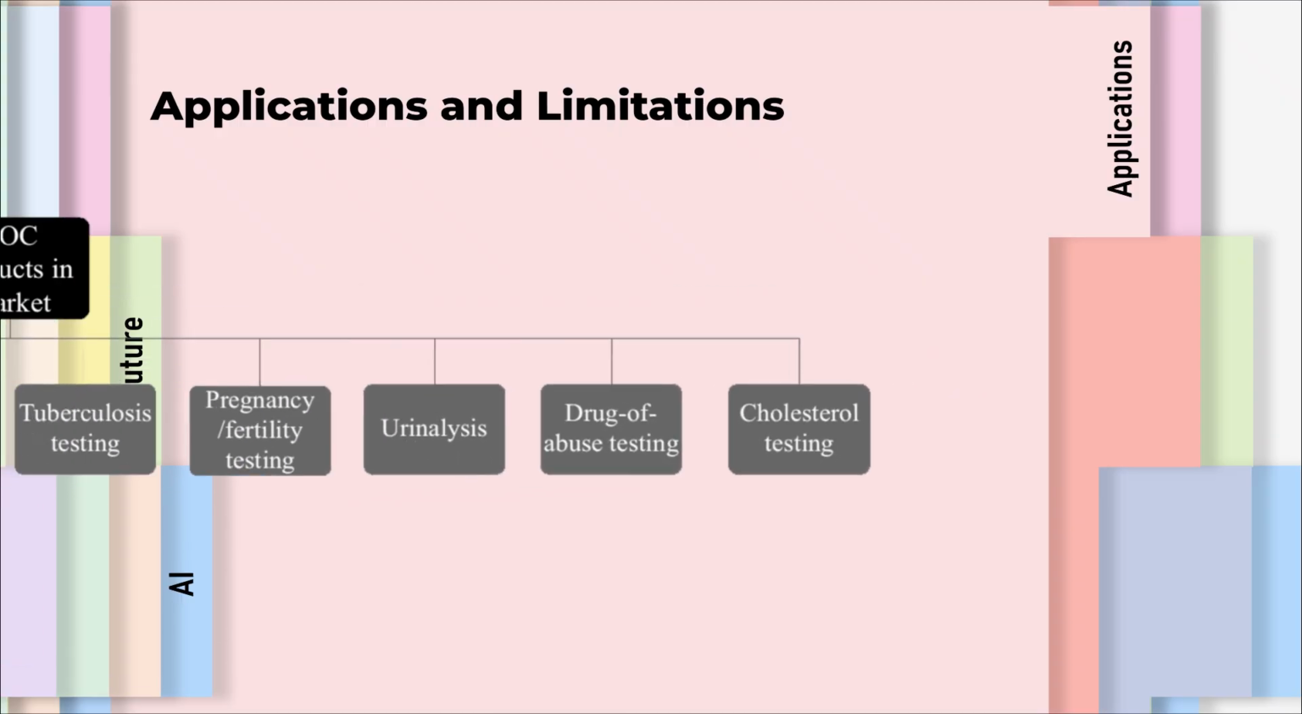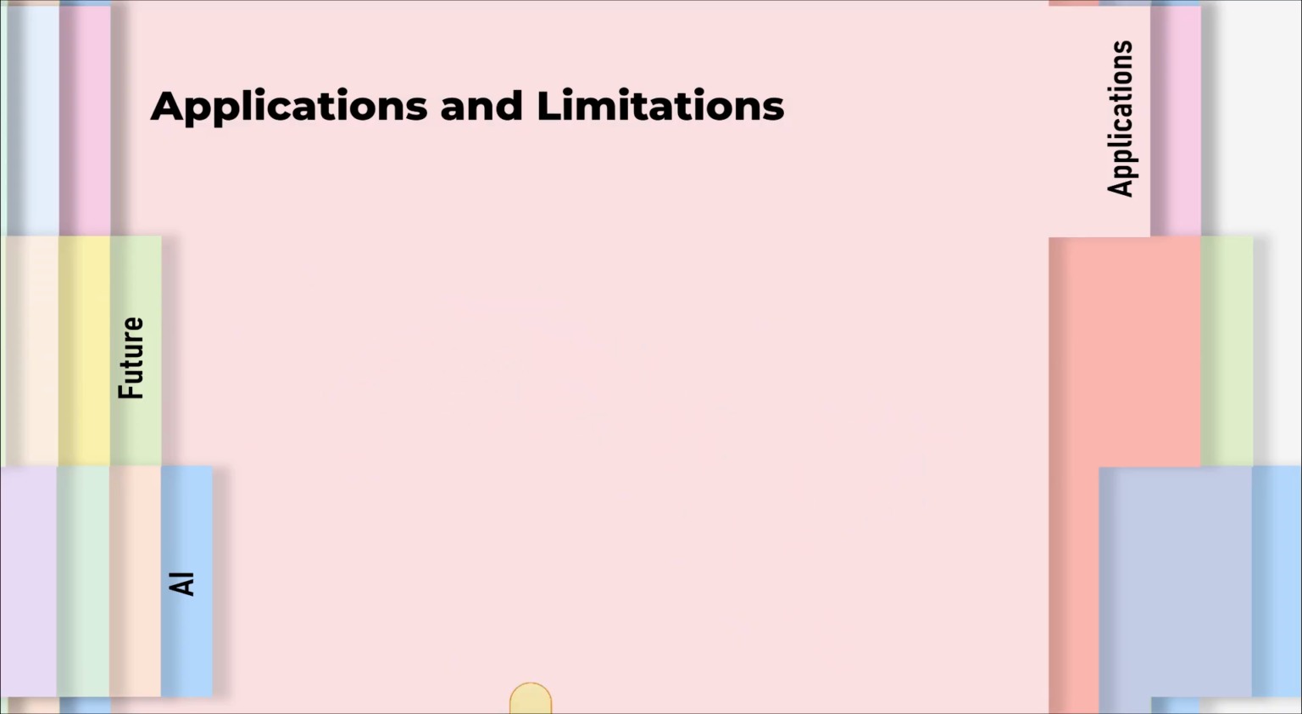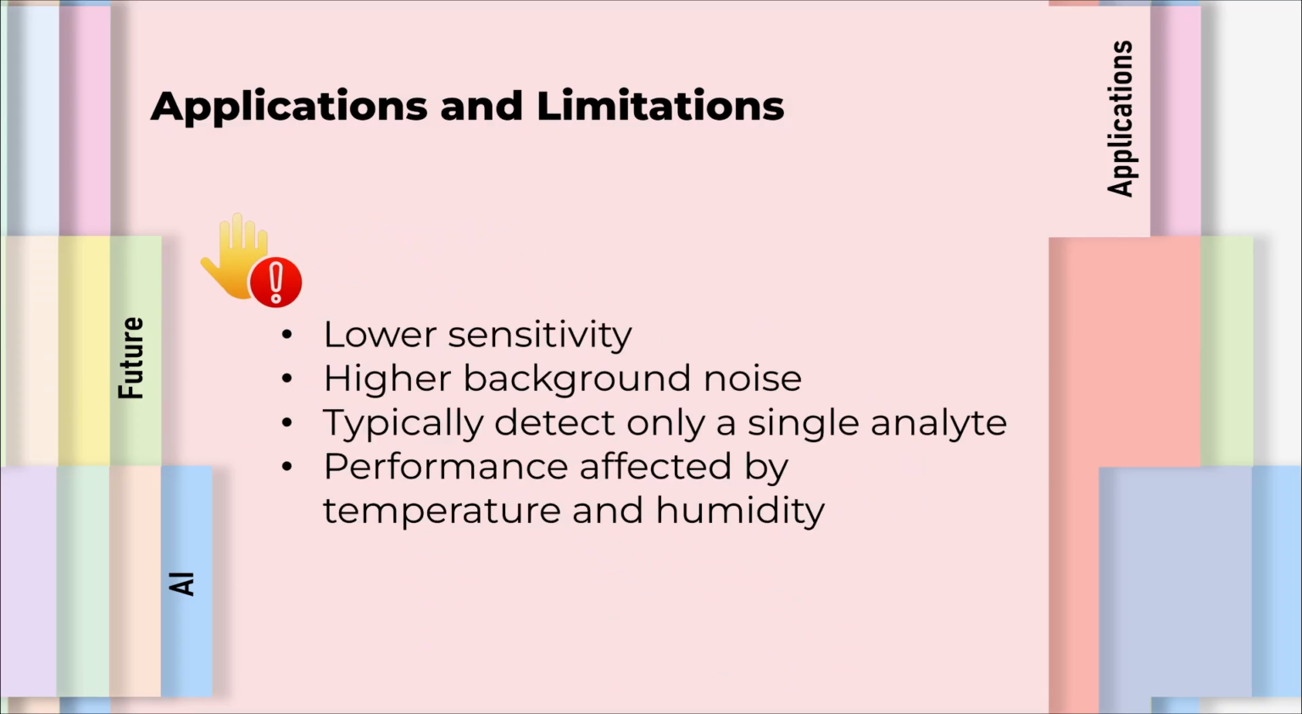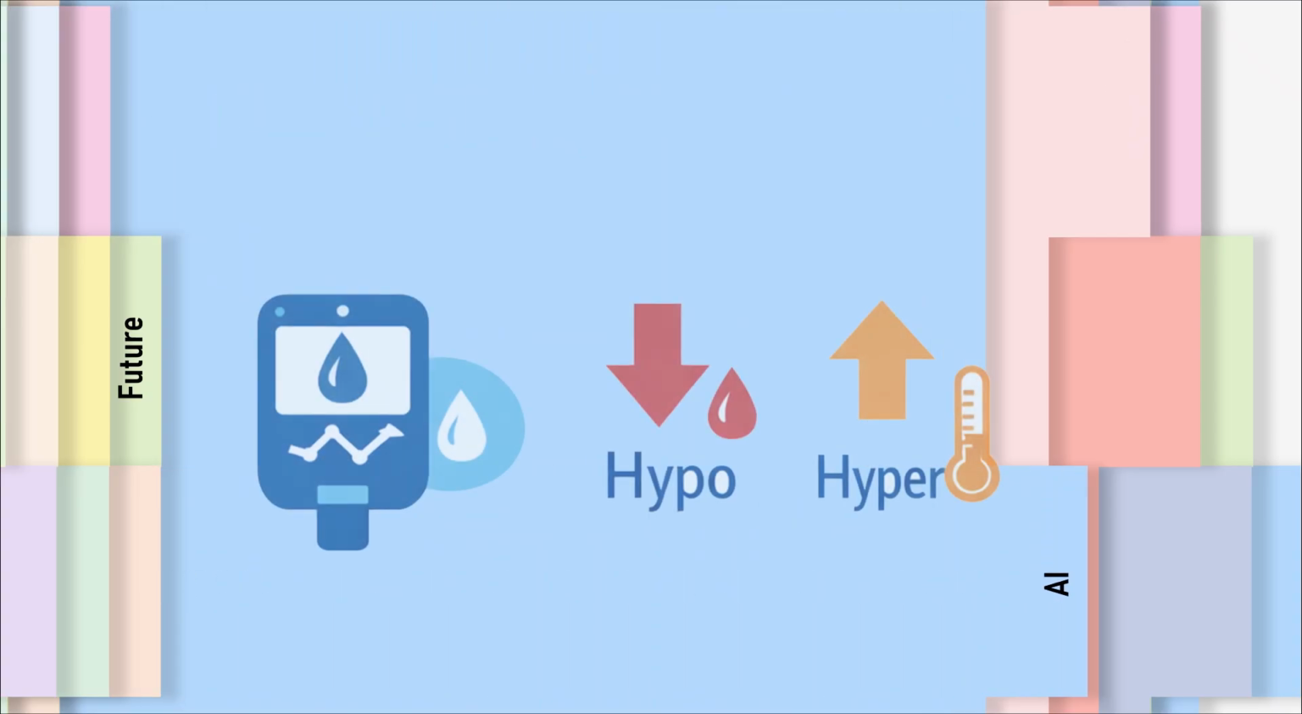However, POC technologies often do not reach the same accuracy and reliability as traditional laboratory tests. They may have lower sensitivity, higher background noise, and usually detect only a single analyte. Environmental factors, such as temperature and humidity, can also affect performance. It is important to understand these limitations to keep scientific credibility.